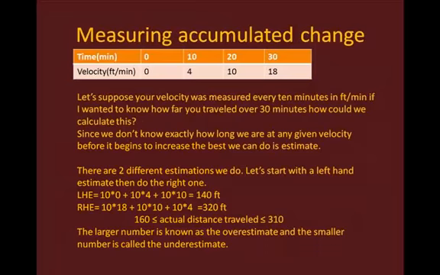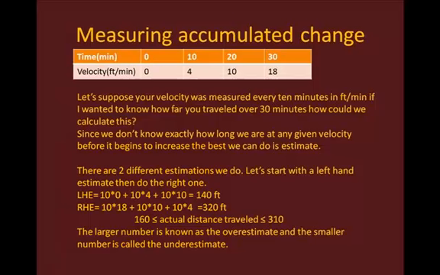So how do we measure accumulated change? Well, let's say that we want to do an experiment where we're going to measure your velocity every 10 minutes in feet per minute. If I wanted to know how far you traveled over 30 minutes, how could we calculate this? Well, looking at this table, we don't know exactly how long we are at any given velocity before it begins to increase. So the best we can do is estimate.